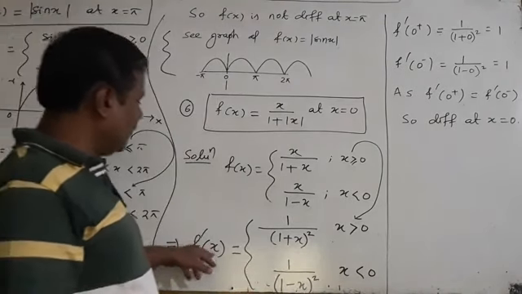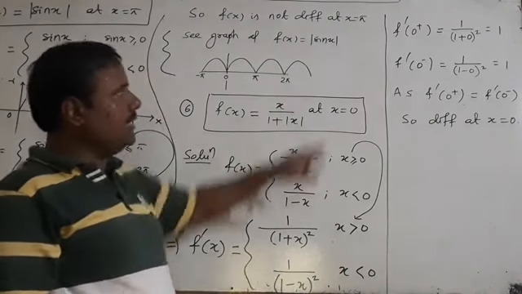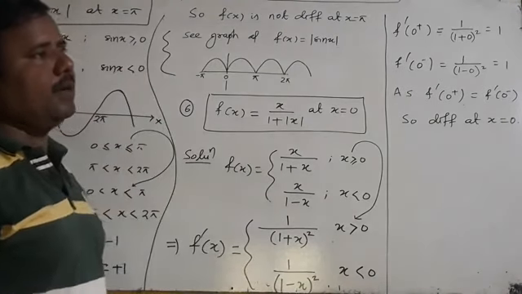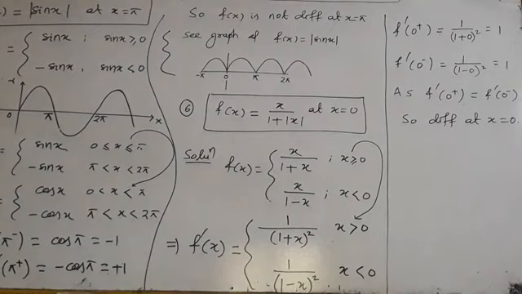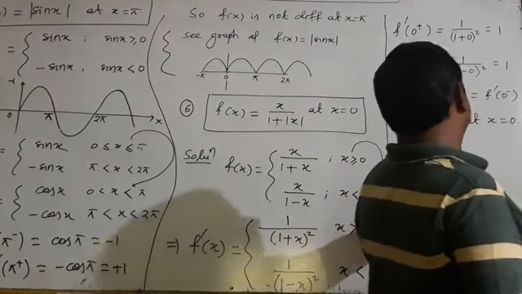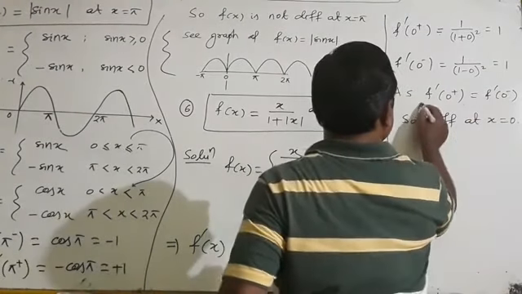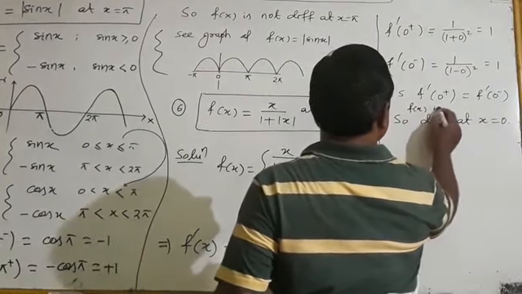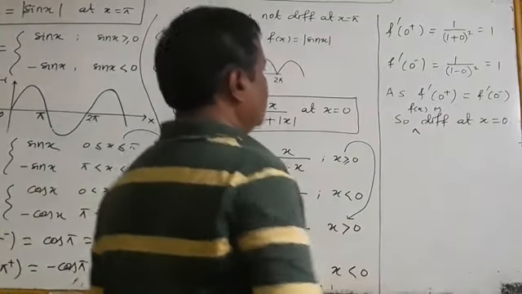For f dash 0 minus, you have to go to this side and find that value. 1 by 1 minus 0 square, result is 1. Now f dash 0 plus equals f dash 0 minus. So the function f(x) is differentiable at x is equal to 0.